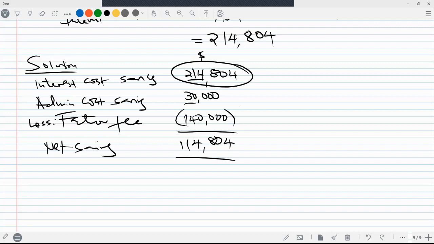It's right. It's 214. So 214 plus 30 will be 244. 244 is 244. I see. Thank you. Okay, therefore we get 104,000. That will be therefore the net saving if the company was to use option 1.